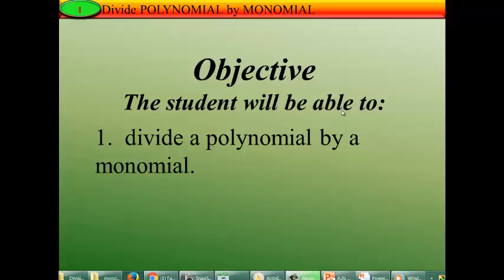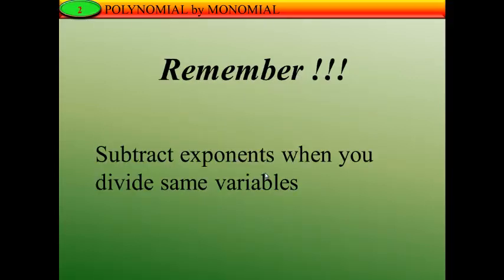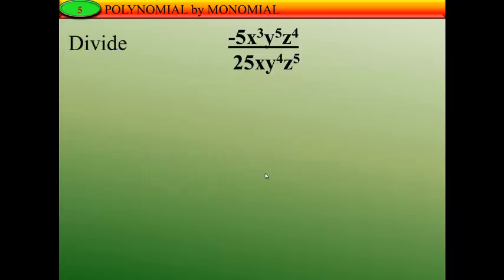Our next lesson is how to divide a polynomial by a monomial. We have to remember that when you are dividing monomials, we have to subtract exponents. Try to recall how to divide a monomial by another monomial. In this case, we are dividing negative 5x cubed y⁵z⁴ by 25xy⁴z⁵.